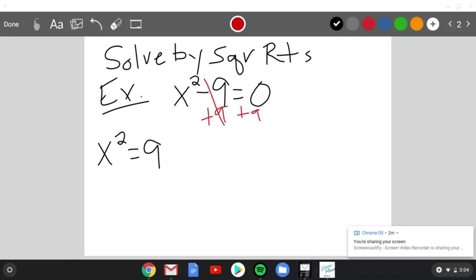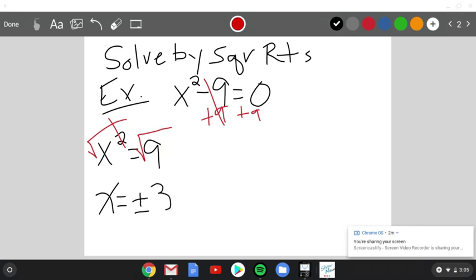And to get rid of things in an equation, we do the inverse. And the inverse of squaring is square root. So I'll square root both sides. Whatever you do to one side, you have to do to the other. The squared and the square root cancel. And the square root of 9 is 3. But you also get 9 if you square a negative 3.